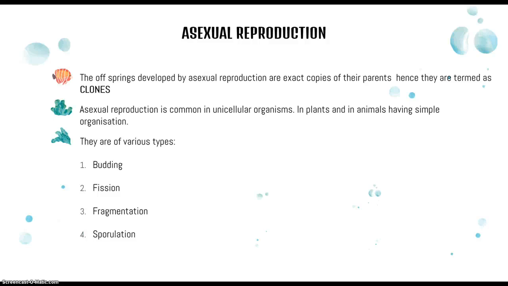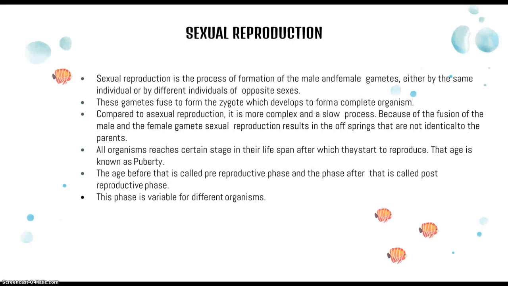So let us move ahead and see sexual reproduction. Sexual reproduction is a process in which male and female are involved. The male produces the male gamete, the female produces the female gamete, and they fuse with each other to form a cell. From that cell, a huge organism is produced. Like, look at yourself. You are produced from your mom and dad, right? You were once a single cell. That single cell is known as zygote. From that single cell, you developed.